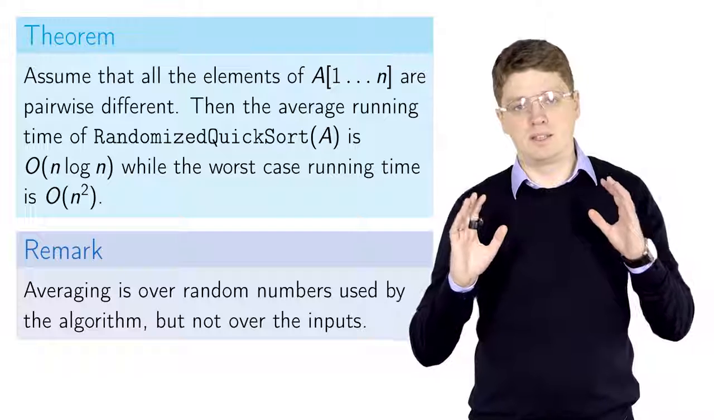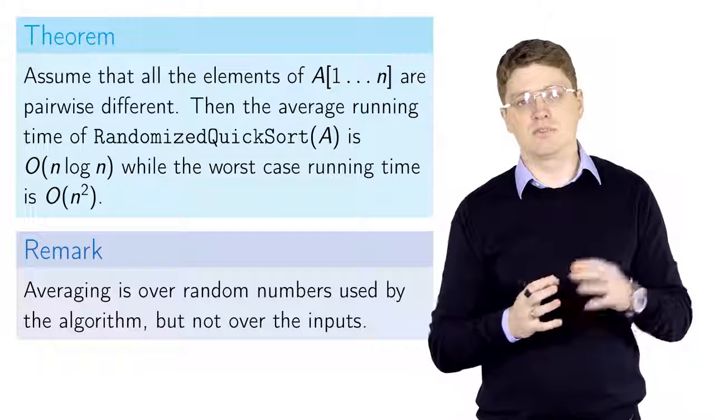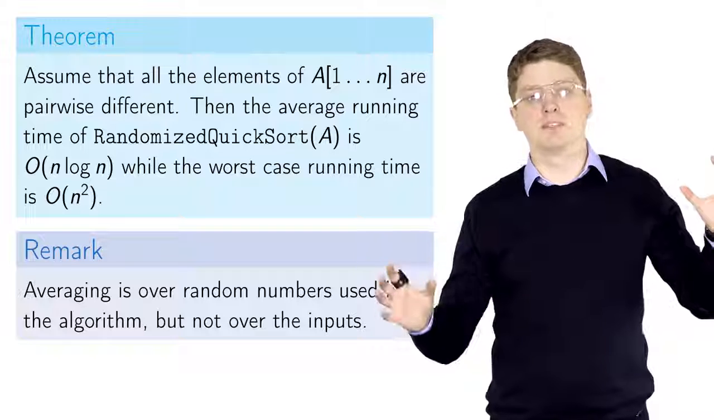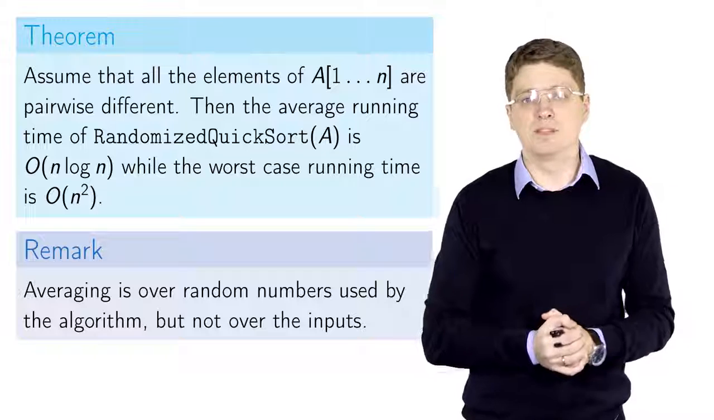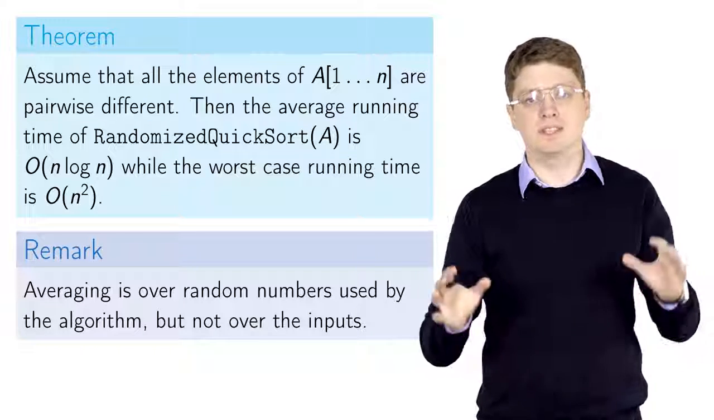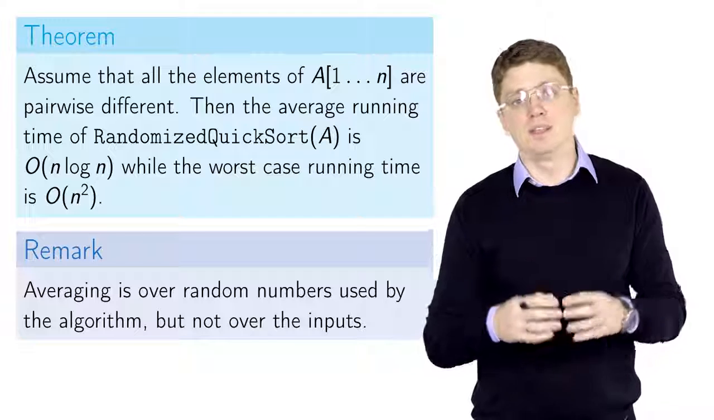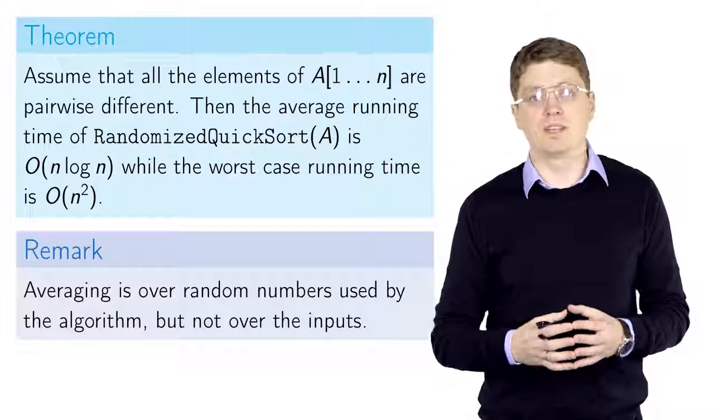So this theorem doesn't say that for the quicksort algorithm, for some arrays the running time is large, for some arrays the running time is low, but on average the running time is good enough. It says that for any fixed array, the average running time is n log n. Okay, so we are going to prove this theorem in the next video.